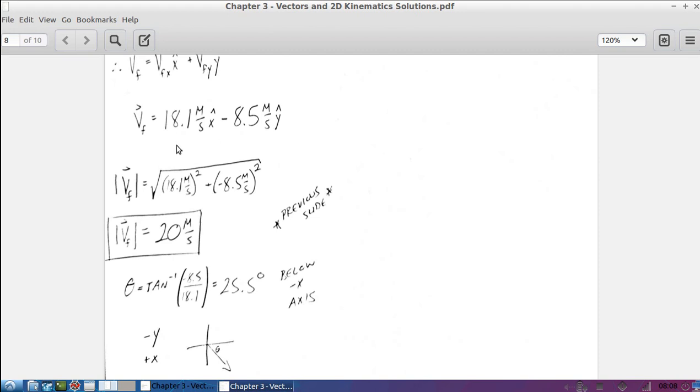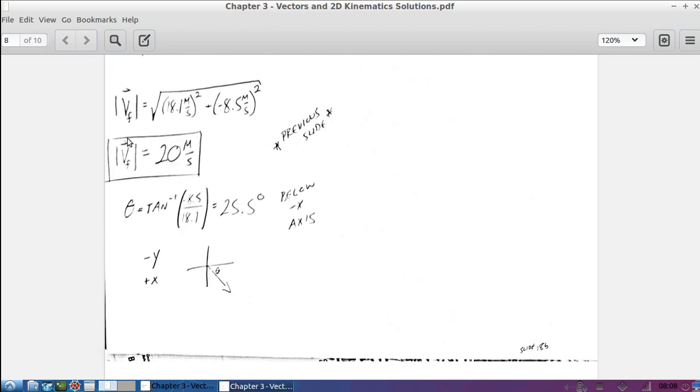I'm not asked to write it in component form, but again, it's still a good habit. V final is 18.1 meters per second in the x, negative 8.5 meters per second in the y. Throw it in your Pythagorean theorem, calculate the magnitude, we get the same magnitude. Okay, it's the same speed when it hits the ground as it was when it's launched.